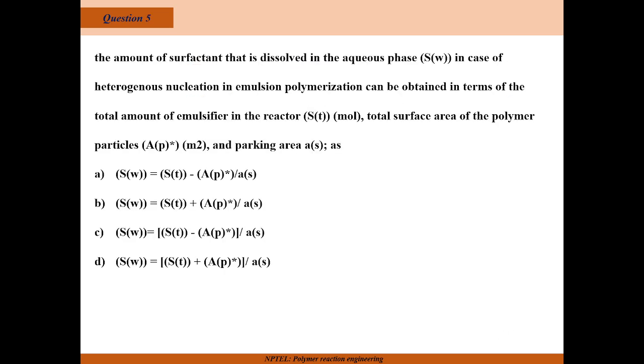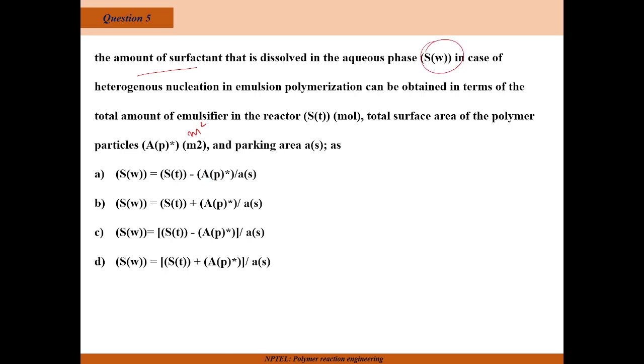Okay then, the next question: the amount of surfactant that is dissolved in the aqueous phase, represented as S_W in case of heterogeneous nucleation in emulsion polymerization, can be obtained in terms of the total amount of emulsifier in the reactor, given as S_T, the unit is mole, the total surface area of polymer, represented as A_p star, in m square, and the parking area A_s. So we are basically asking for the correct equation for the amount of surfactant that is dissolved.